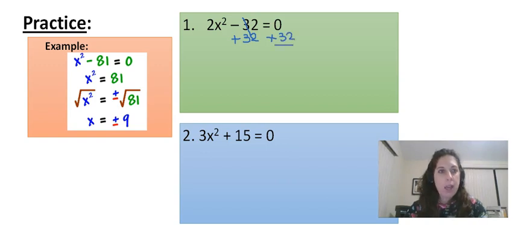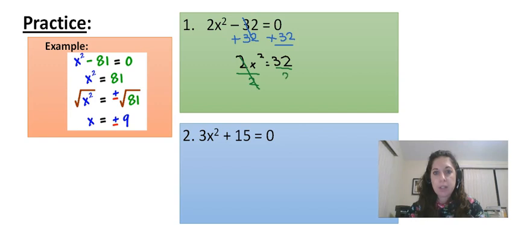When we do that, we get 2x squared equals 32. That x squared is not by itself again. So let's go ahead. One more step. The 2 is being multiplied. The opposite of multiplying is dividing. So let's divide both sides by 2. We now are left with x squared equals 16.